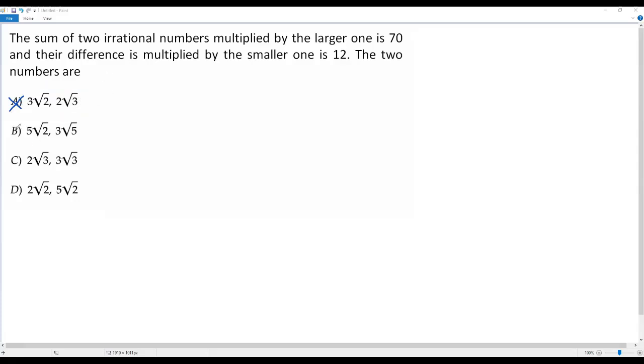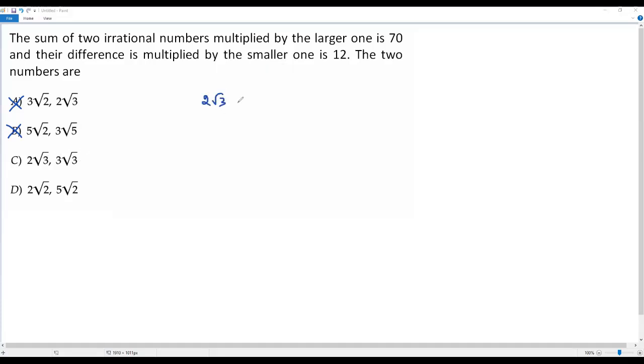And answer choice B also can be rejected for the same reason because we have two unlike irrational numbers. So when we add them and multiply by the larger one, again it will result in an irrational number. It will never result in a rational number 70. So since the first condition is not met by these two irrational numbers, we don't have to verify the second condition over here.